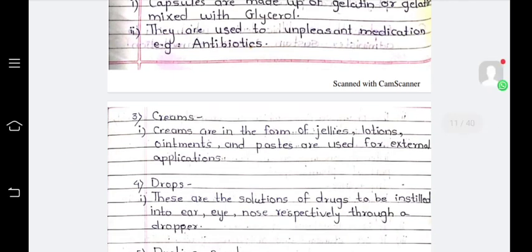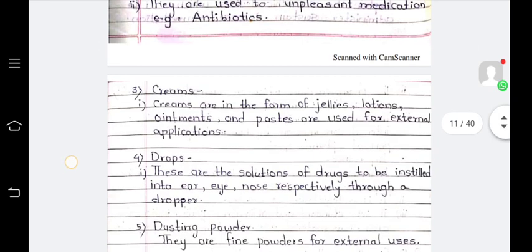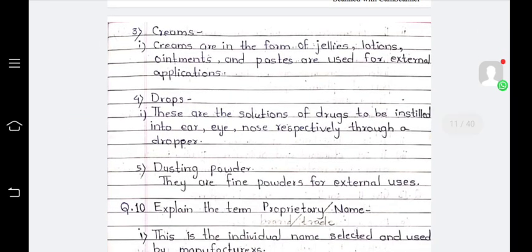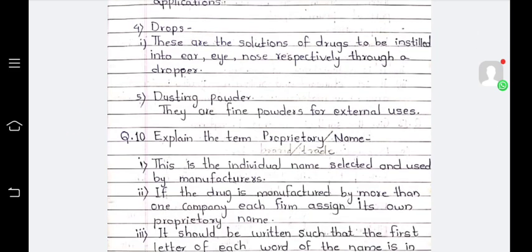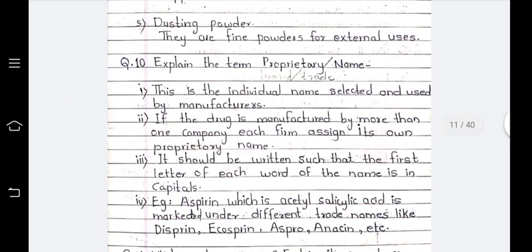Capsules are made up of gelatin or gelatin mixed with glycerol. They are used to mask unpleasant medication. Example, antibiotics. Creams are in the form of jellies, lotions, ointments, and are used for external applications. Drops are solutions of the drug to be instilled into the ear, eye, nose respectively through a dropper. Dusting powders are fine powders for external use.